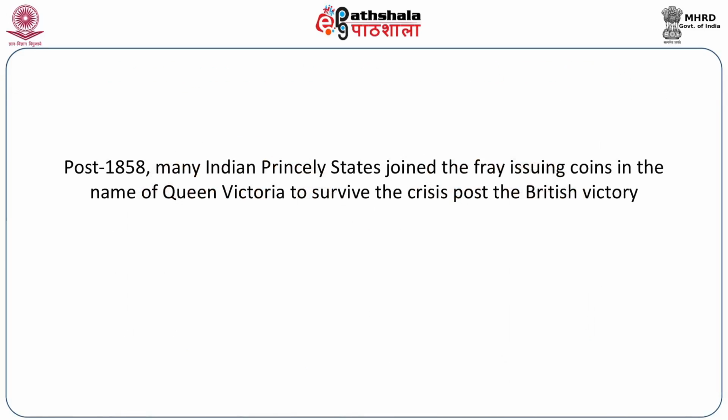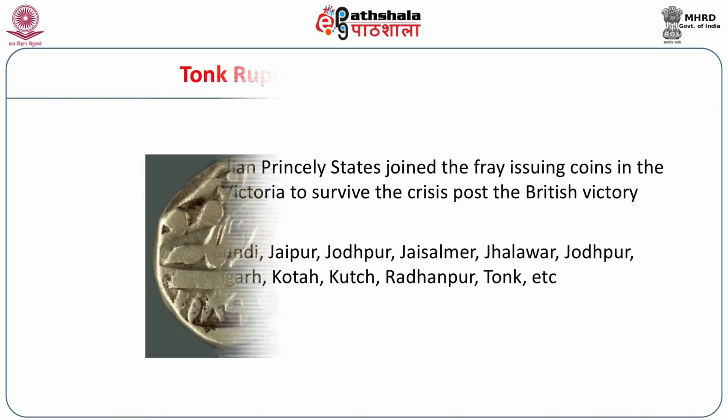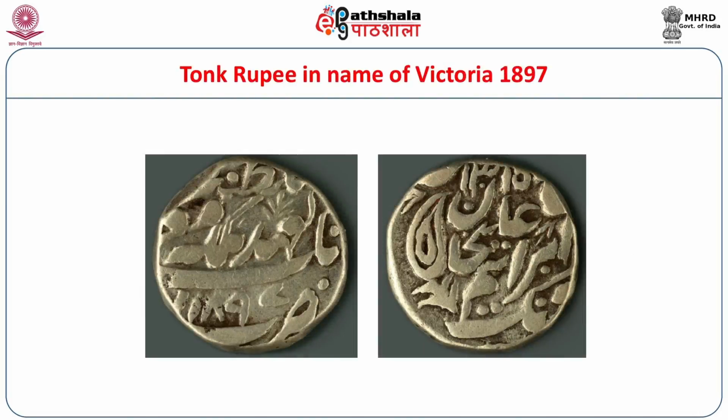Post 1858, most of the Indian princely states joined the fray of issuing coins in Queen Victoria's name. Some of these included Bundi, Jaipur, Jodhpur, Jaisalmer, Kishangarh, Kota, Kutch, Radhanpur and Tonk. Here we have shown a Tonk rupee in the name of Victoria. Her name is inscribed in Persian as Muazzama Victoria, and the date is 1897, again inscribed in Persian.